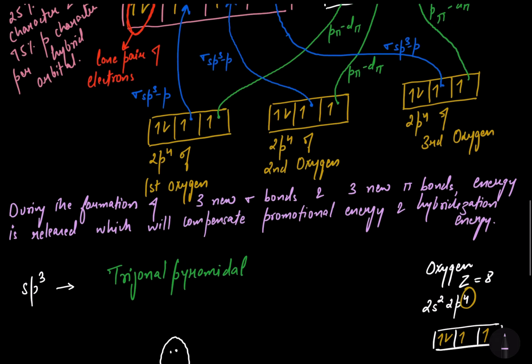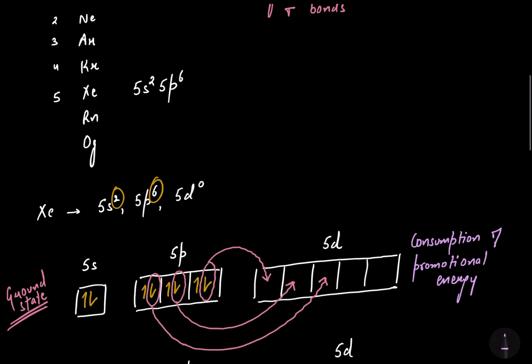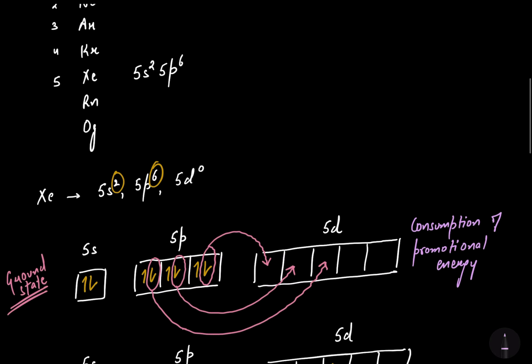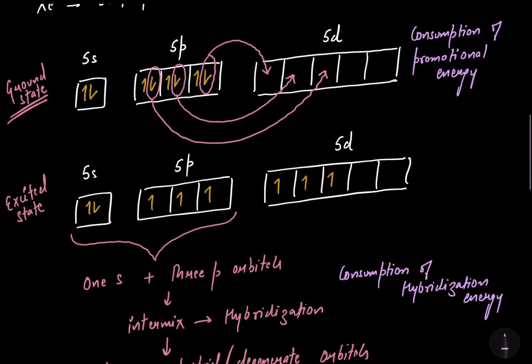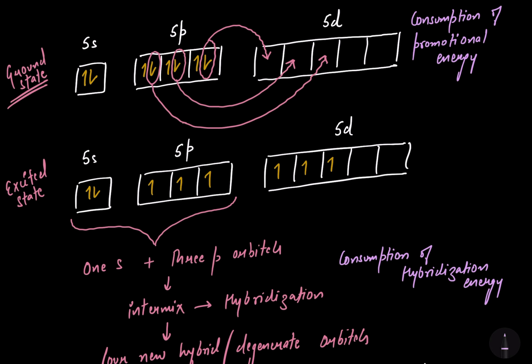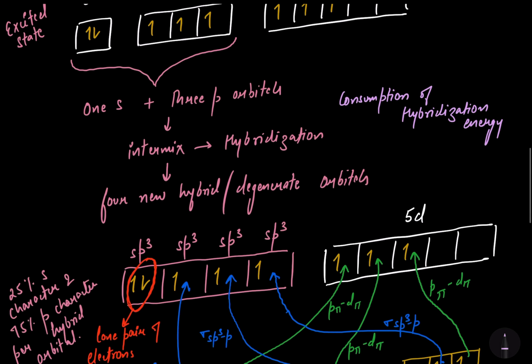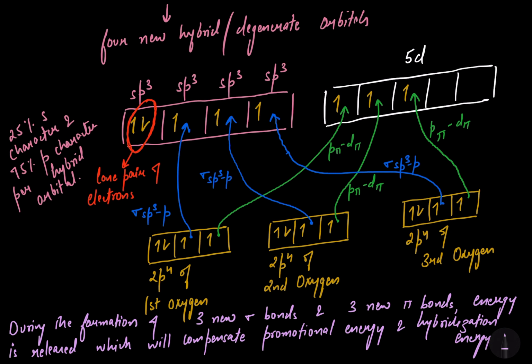So that's all about the xenon trioxide. Hopefully you got the hybridization, that's sp3 hybridization, out of which one sp3 hybrid orbital is having one lone pair and the other 3 sp3 hybrid orbitals are forming sigma bonds with the 3 oxygen atoms, and the unhybridized orbitals of 5d are forming pi bonds with the 3 oxygen atoms.